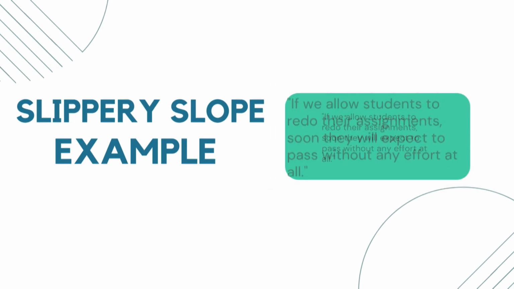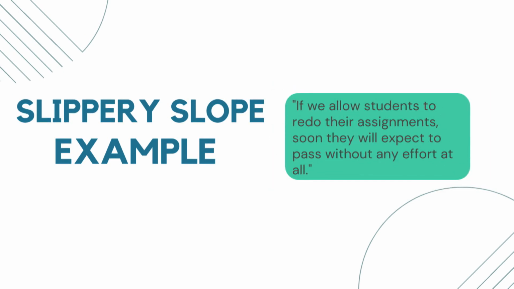Slippery slope example: If we allow students to redo their assignments, soon they will expect to pass without any effort at all. But in a real case, in discussions about drug legalization, opponents may argue that legalizing marijuana will inevitably lead to the legalization of all drugs, ignoring regulatory nuances and intermediate steps. This can stifle balanced discussion and policymaking.